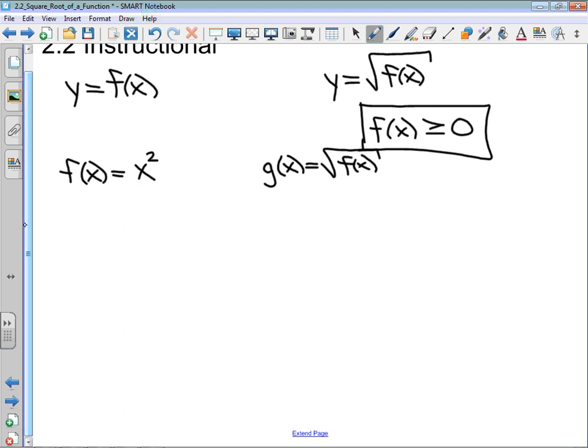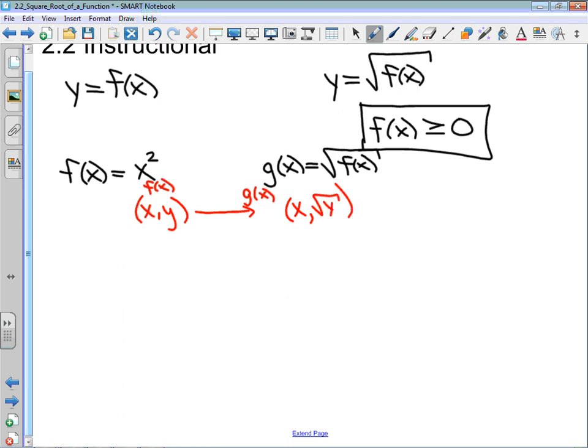Now, one of the most important things that I push again and again is mapping. If we talk about points on f of x, I'm going to make them x comma y. Those are on the original. To get to the corresponding point on g of x, I'm not going to touch the x, but I am going to take the square root of the y value.